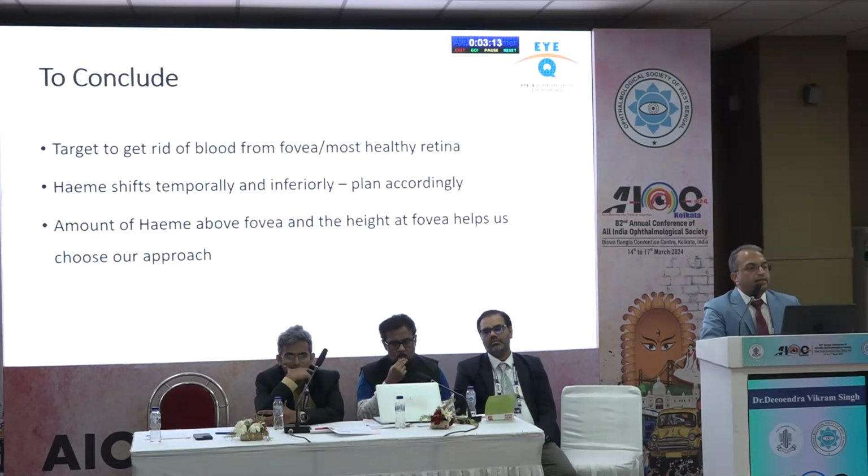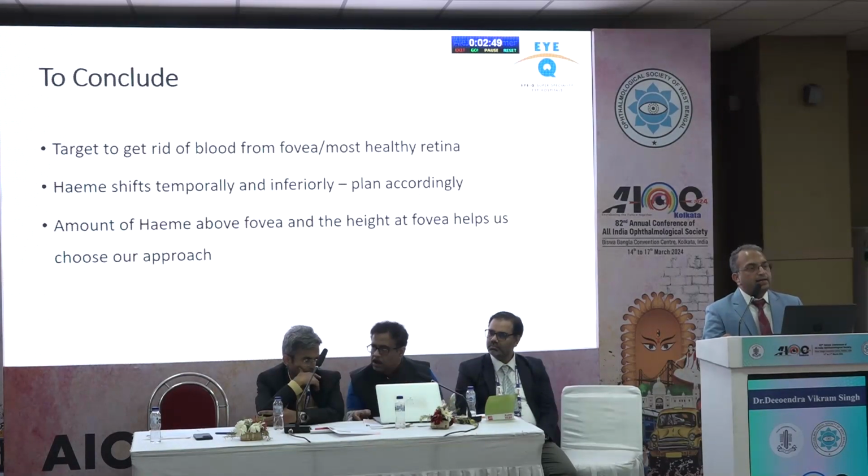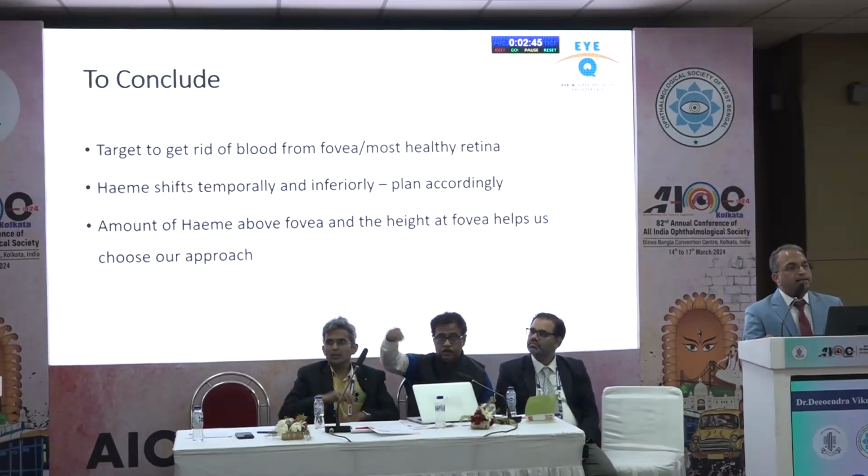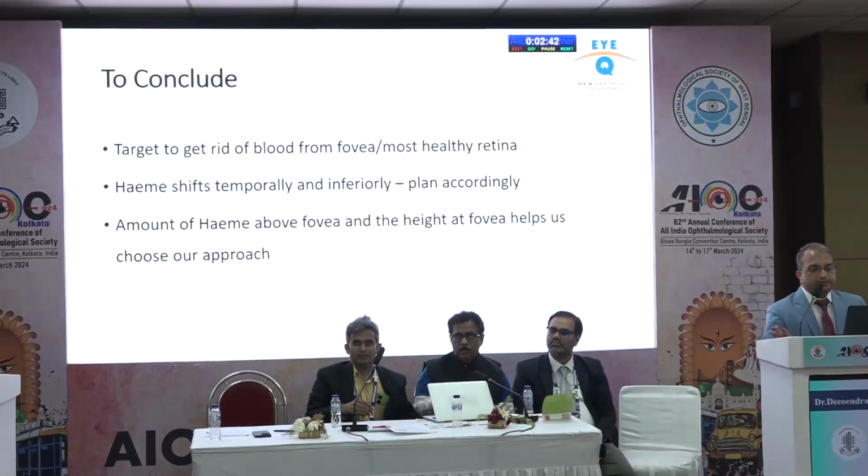So to conclude, in general, when we are managing these larger subretinal hemorrhages, our main target is to get rid of blood from the macula and the most healthy retina, with whatever the patient has at that point of time. And of course, as I highlighted, blood is going to shift temporally and inferiorly, so one has to plan accordingly. And again, I've already said that the heme underlying the fovea and the height of blood at the fovea will help us decide our ultimate approach for these cases.